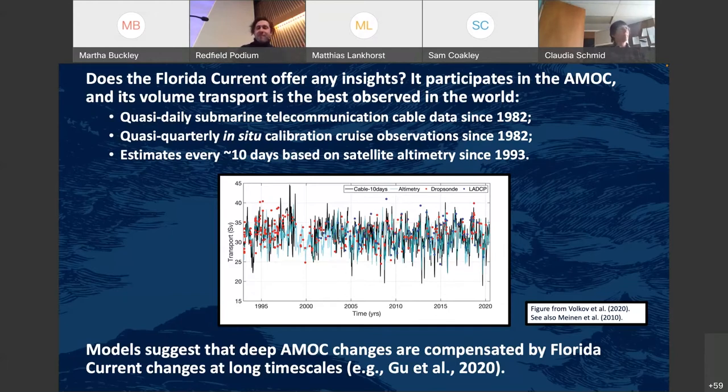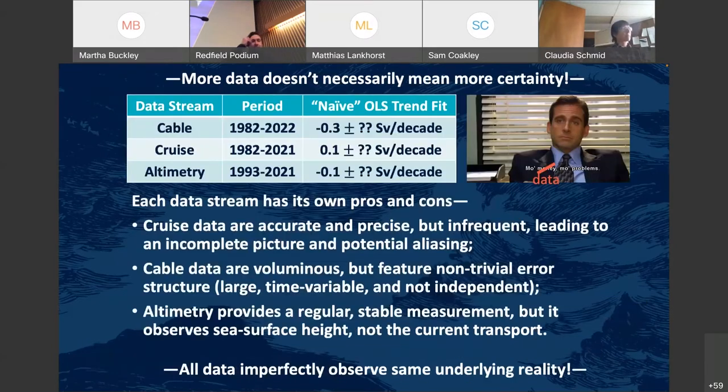But all this data, awesome, right? Not necessarily. More data doesn't mean more certainty. It means more structure that we have to model, but it doesn't mean more certainty. Or to paraphrase Michael Scott, who was quoting the notorious B.I.G., more data, more problems.